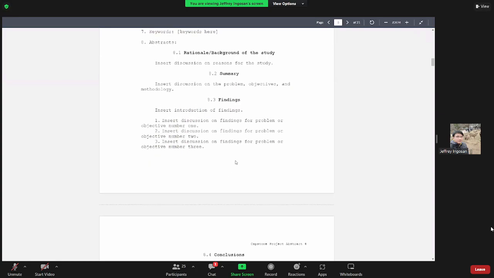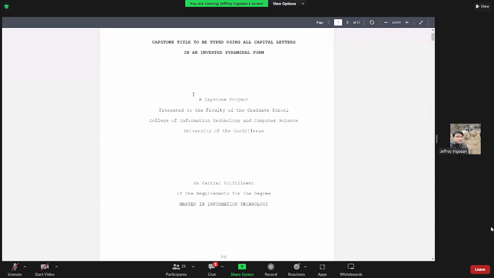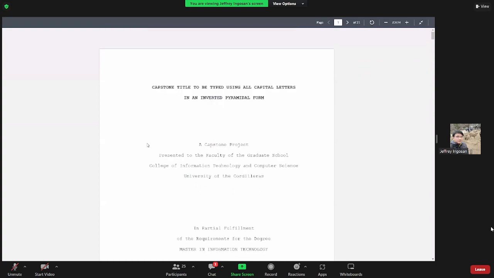Going back to the title page, if you would see, it would be double spaced. By the way, in terms of the margin, the left margin is 1.5 inches and the rest are 1 inch. So that's the margin. Left margin is 1.5 inches. The rest, top, bottom, and right margins are all 1 inch each. The title page is double spaced.